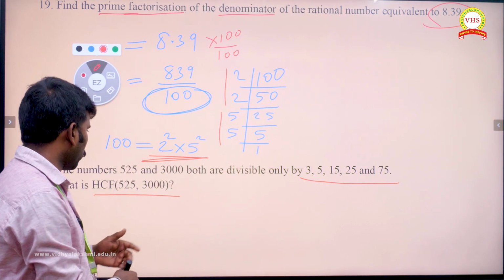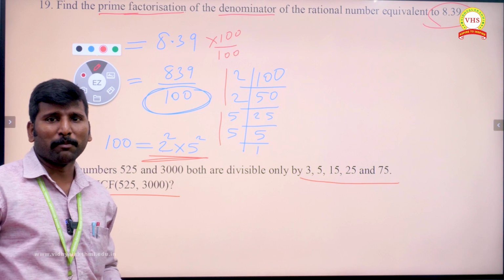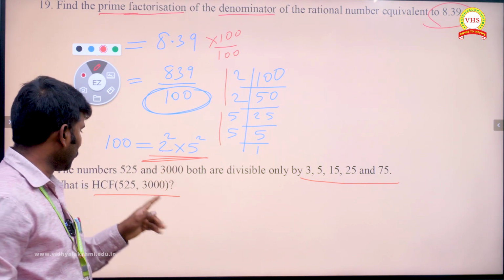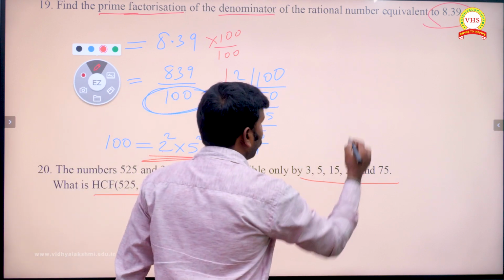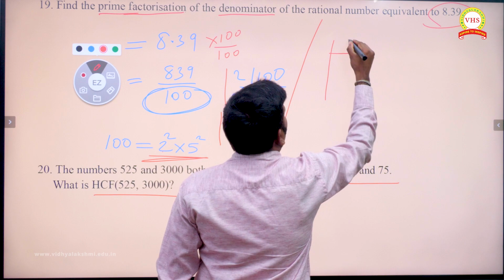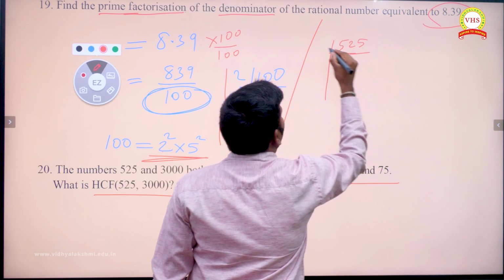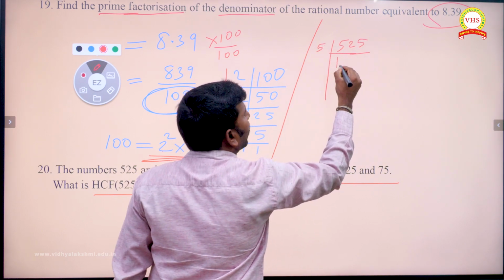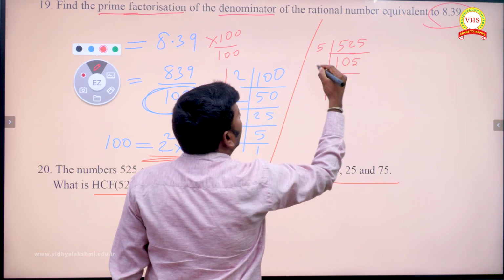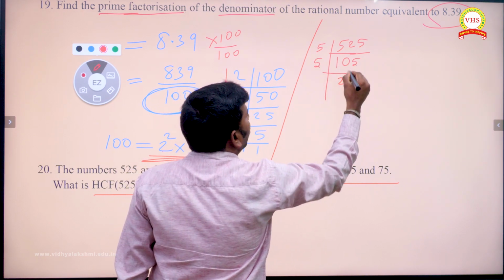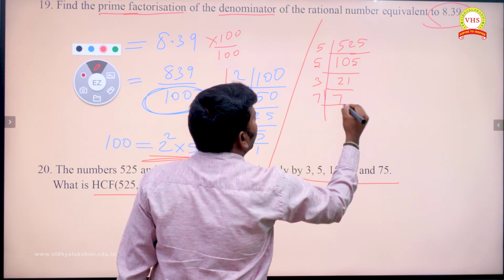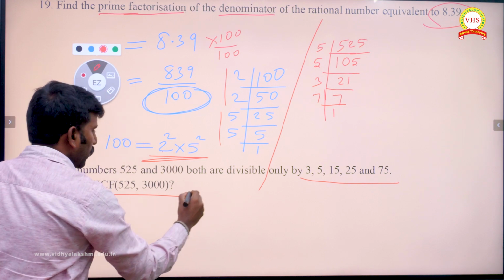You just take 525 and 3000, make their prime factorizations, and find the HCF normally. Take 525 and divide by 5. What am I getting? 105. Again dividing by 5, I get 21. Then 21 divided by 3 gives 7, and 7 divided by 7 gives 1.